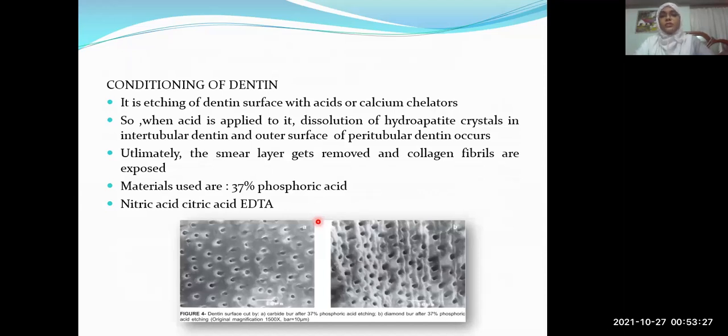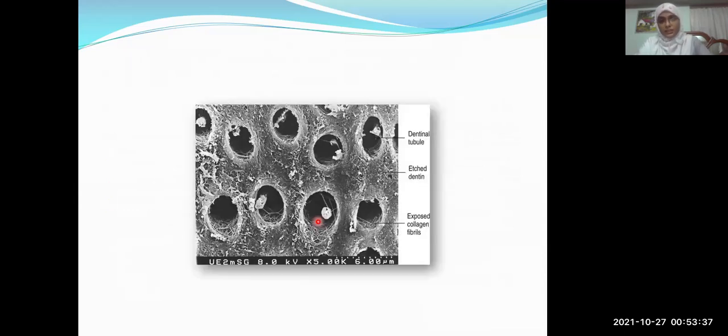Conditioning of dentin also has to be done with acids, and then the smear layer has to be removed. All this has to be taken care of when we are considering dentin bonding agents. Here in this figure, conditioning is being done for the dentin. You can see the dentinal tubules, and this dentin getting etched. This is the etched dentin, and inside the tubules you can see the collagen fibrils which are getting exposed.